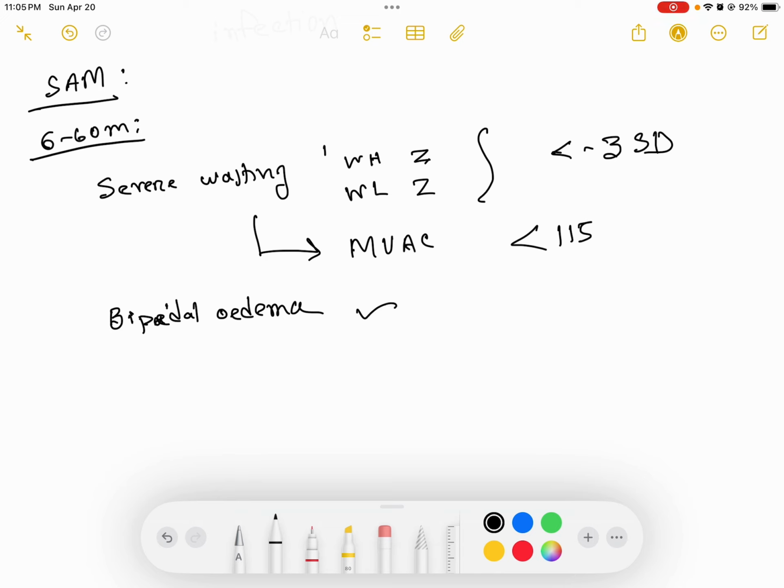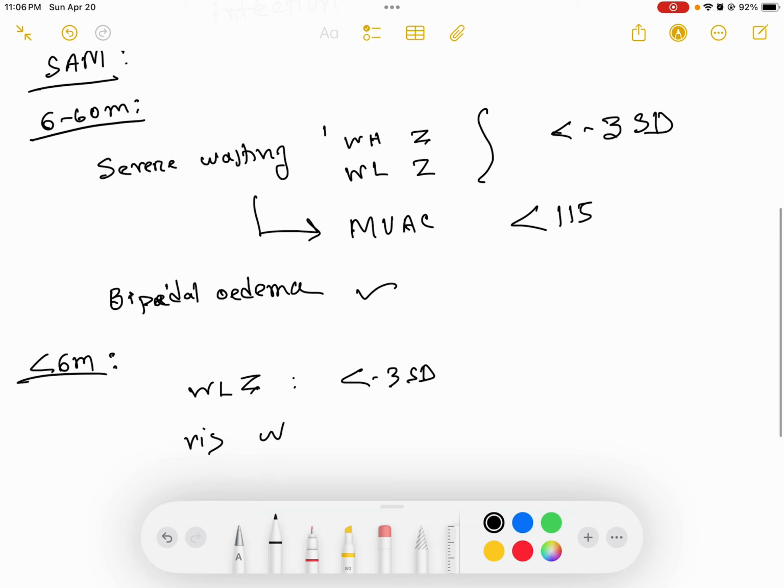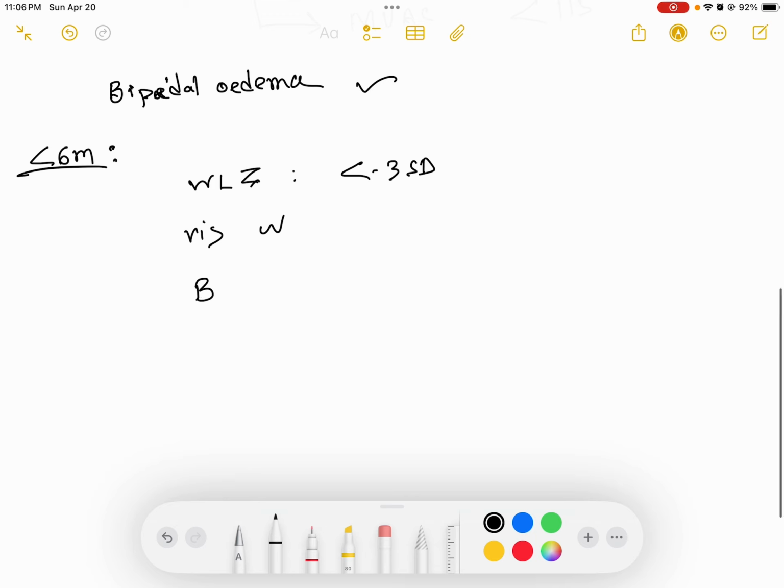Now, children less than 6 months: weight for length Z score less than -3 SD, visible wasting, and bipedal edema.